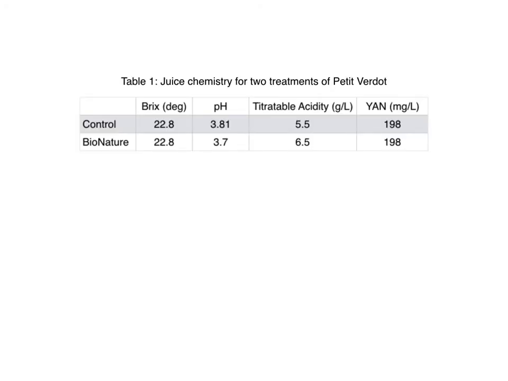So when we look at the juice chemistry, this just basically tells us how comparable those grapes were when they came in. In this case, they had the same Brix. Their pHs were a little different and their TAs were a little bit different. That just reminds us that things coming in off the vineyard are not always exactly the same, even when we try to randomize them as much as possible.